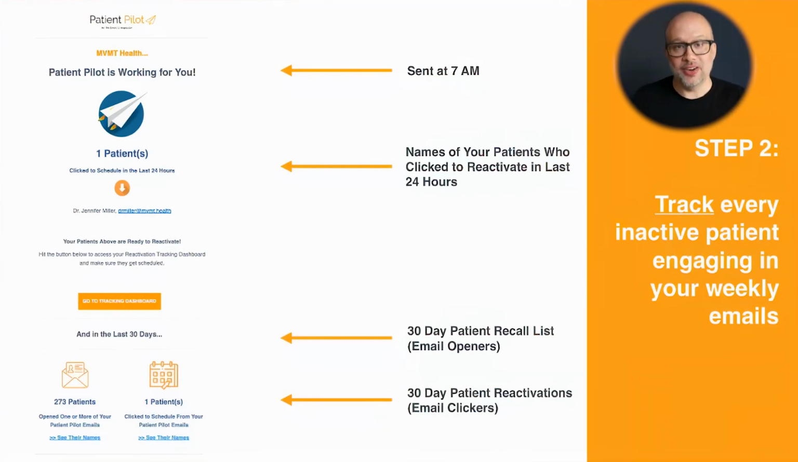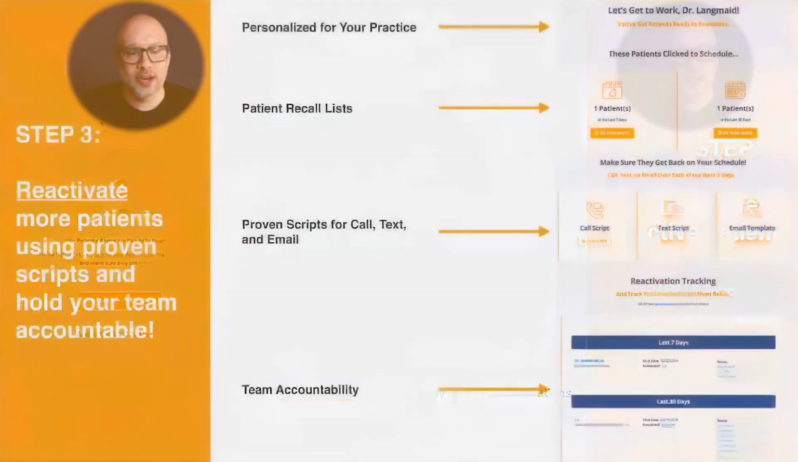Two, email clickers. These are the people clicking to schedule. These should be gimmies, right? They should be hopping back on your schedule. So we encourage you, of course, to keep track of those individuals. That's why we deliver them in what we call reactivation reports on the screen right here, so that you can ensure that those people who clicked got back on the schedule, and reach out to those who engaged, open the emails, as your patient recall list. This is how you create systems and processes that drive great results.